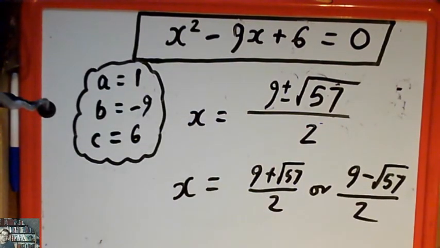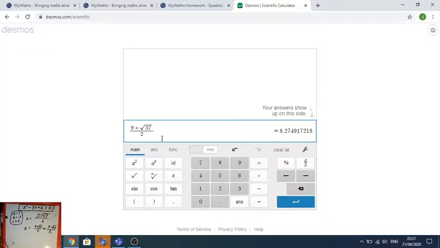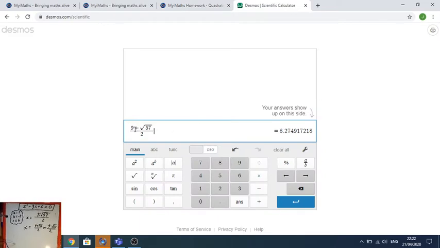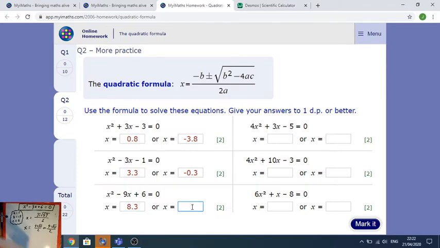Okay, over to the scientific calculator. So I've just punched in the first one, 9 plus root 57 over 2, and that's going to round to 8.3, so I'll put that in iMaths, 8.3. And then to get the other solution I just need to swap that plus for a minus, and that's going to round to 0.7, so over to the iMaths and 0.7. There we go. And on to the next question.